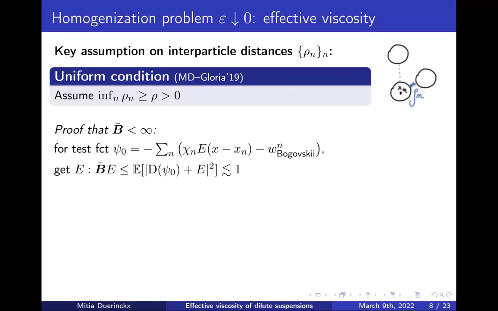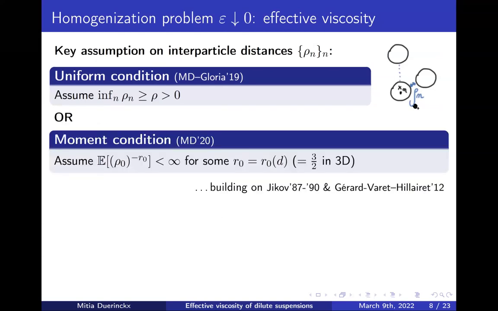In particular, you can easily check that the limit B bar should be finite just because you have enough space to relax everything. So if you have a result under this kind of uniform assumption, then it's natural also to try to relax it and just assume some kind of moment bounds on the interparticle distances. And this is something you actually know in the scalar case. You only have to make some logarithmic moments on the inverse of the distances.